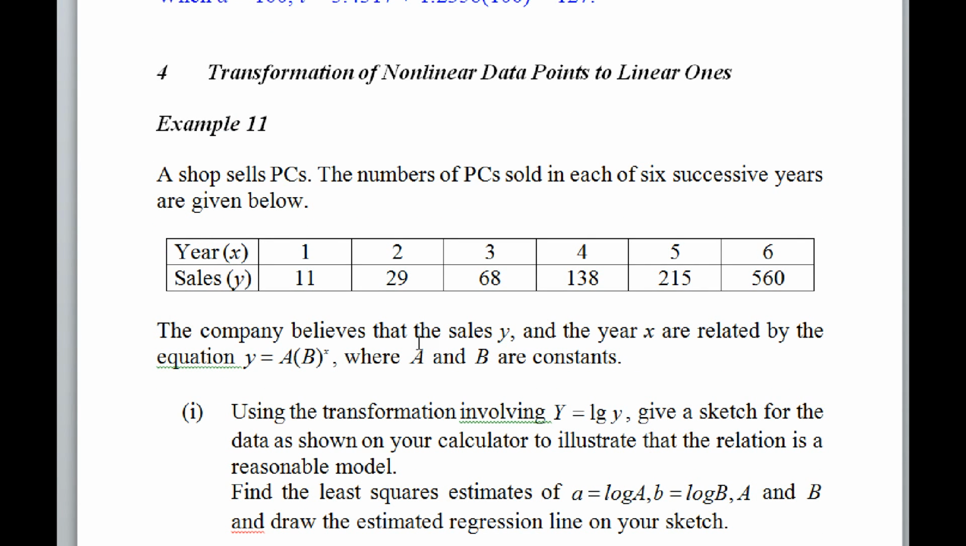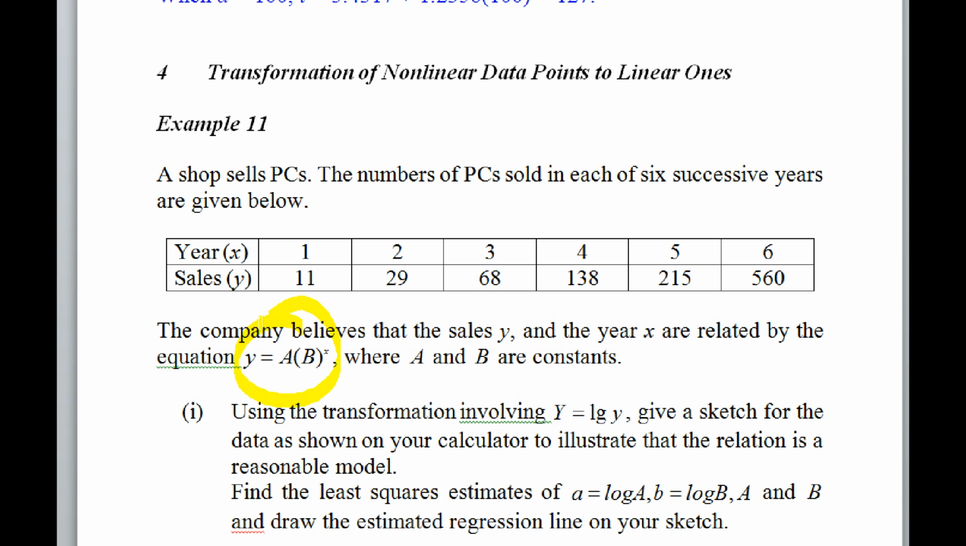Okay, so let's go on to our example 11. Transformation of non-linear data points to linear ones. Look, the company believes that this is the relationship. Is this a linear relationship of x and y? Not linear. All we need to do is to do some manipulation to find which variable and which variable are linearly correlated.